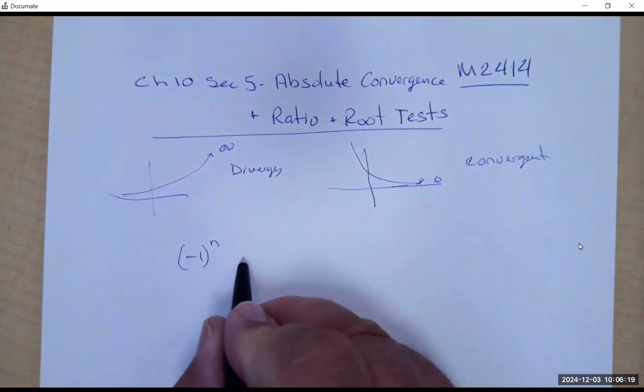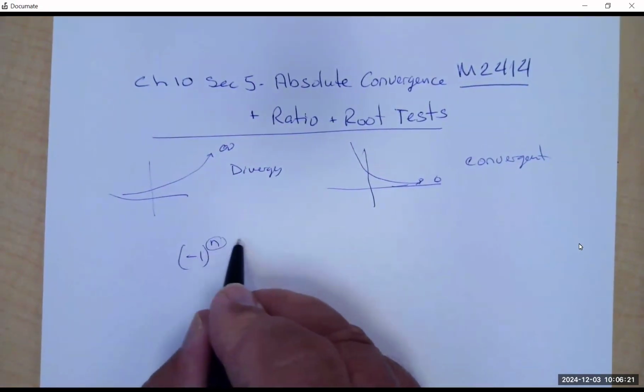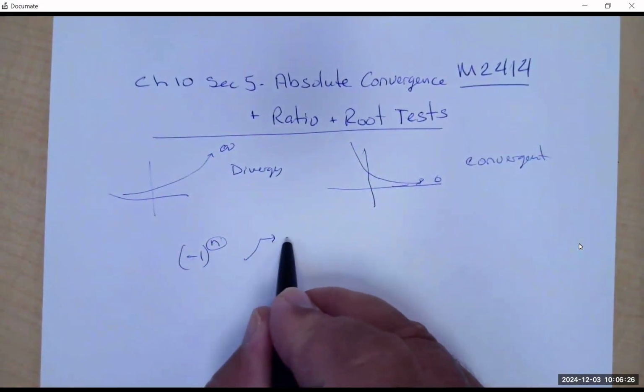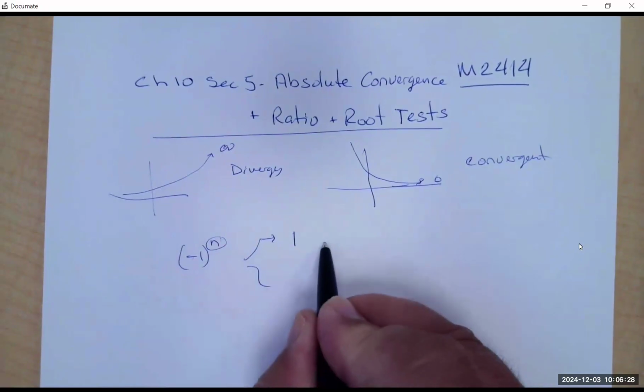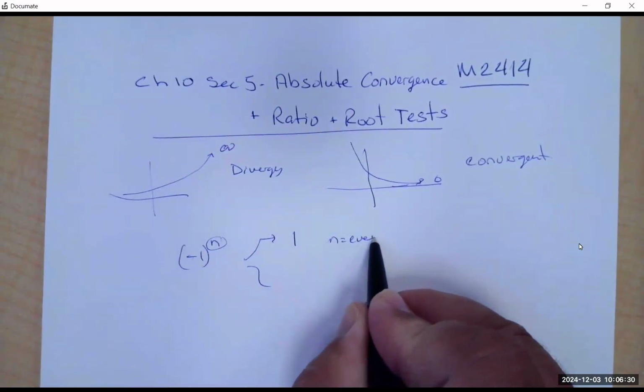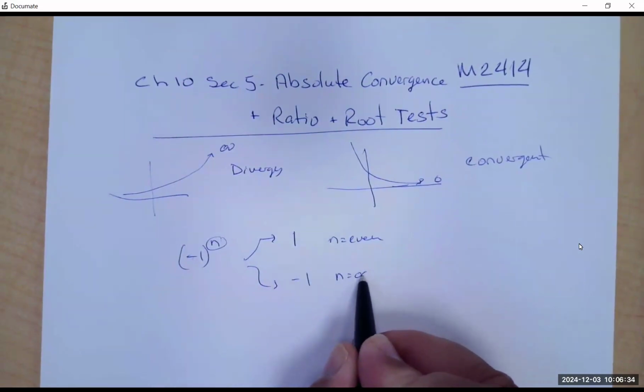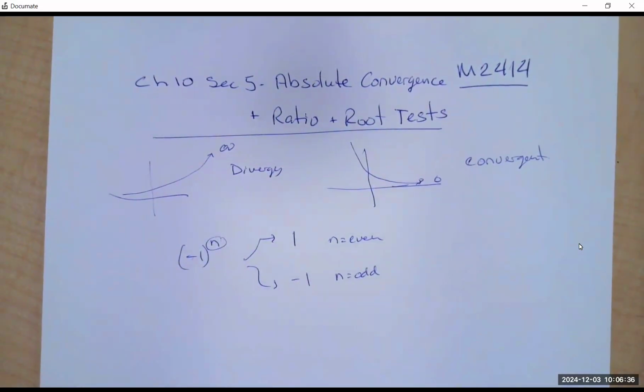This one, on the other hand, has n. If n is even, what happens to this number? Positive one for n even. If n is odd, it's negative one, so it alternates between two terms. When it does that, we don't know for sure whether it converges or diverges. We're not sure. We have to do some other tests.